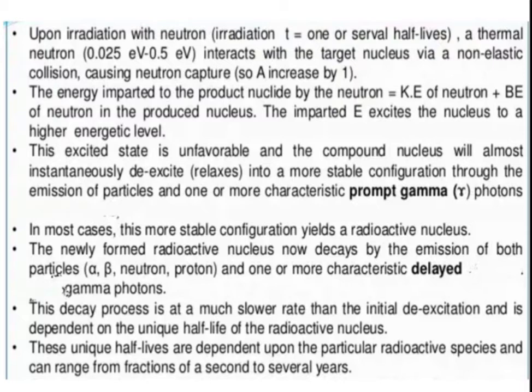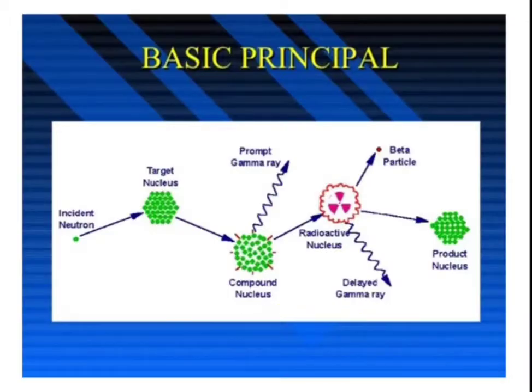is dependent on the unique half-life of the radioactive nucleus. So this delayed gamma production depends upon the half-life of the radioactive nuclide. These unique half-lives are dependent upon the particular radioactive species and can range from fractions of a second to several years. So this is the basic principle of neutron activation analysis.